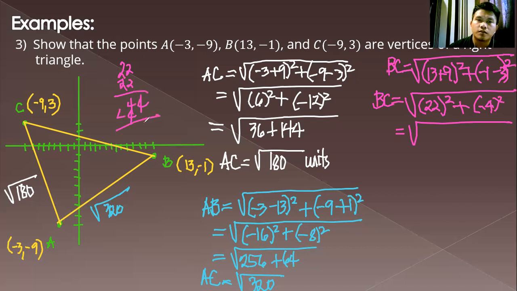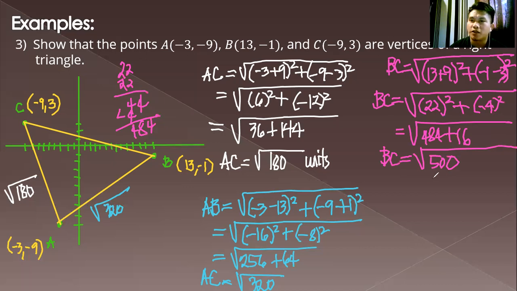That is 484. Okay, plus negative 4 square is 16. So therefore, BC is equal to the square root of 484 plus 16. So that is 500. Okay, so 500. So meron na agad tayo dito nakikita that 180 plus 320 is equal to 500. Okay, so pwede na agad natin siyang makita doon.